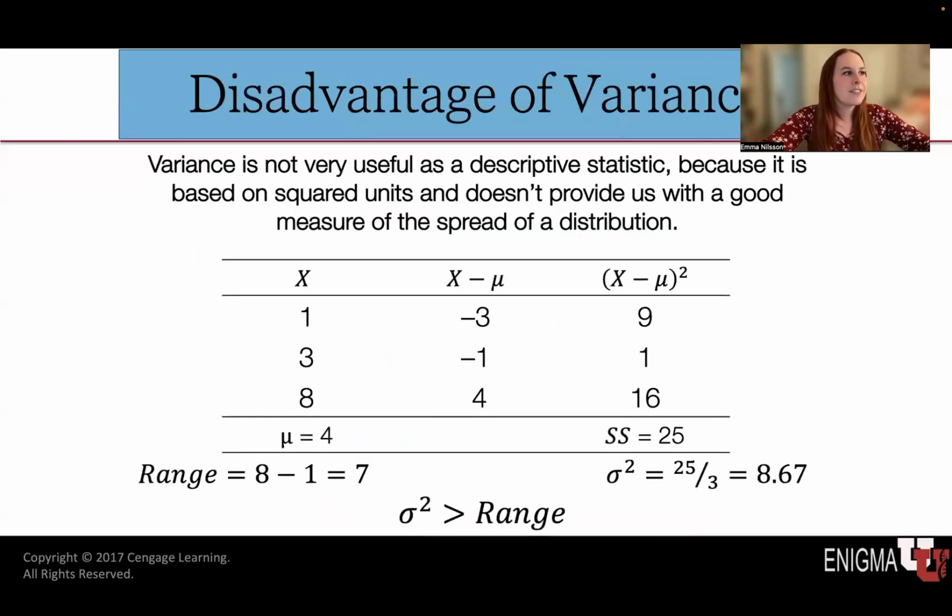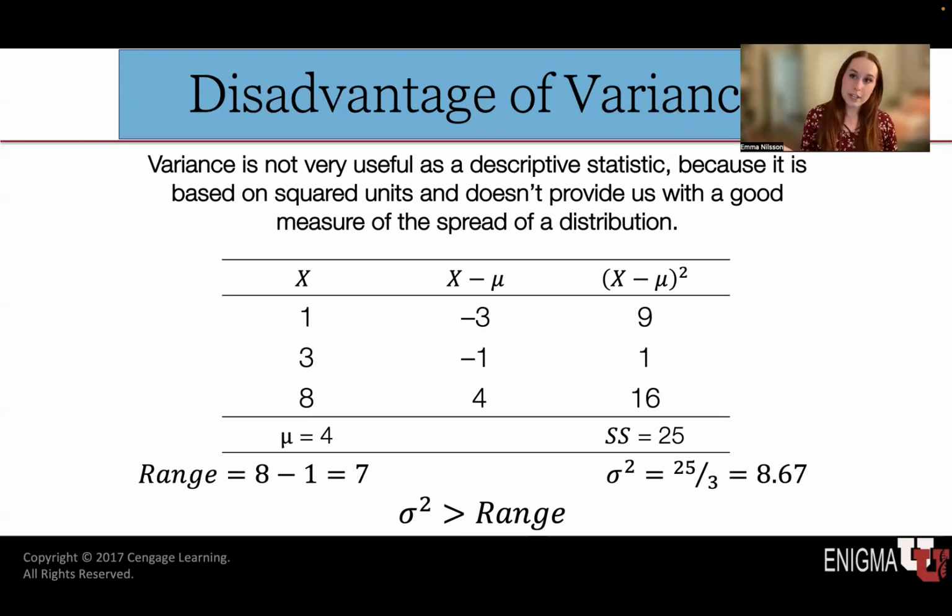So one of the disadvantages of variance is that it's not very useful as a descriptive statistic because it's based on squared units, which doesn't really provide us a good measure of the spread of a distribution. You can see here that the variance is 8.67, while the range is just 7. So the variance is actually sometimes larger than the extreme range of the distribution because it's based on squared deviations and not just the normal deviations.